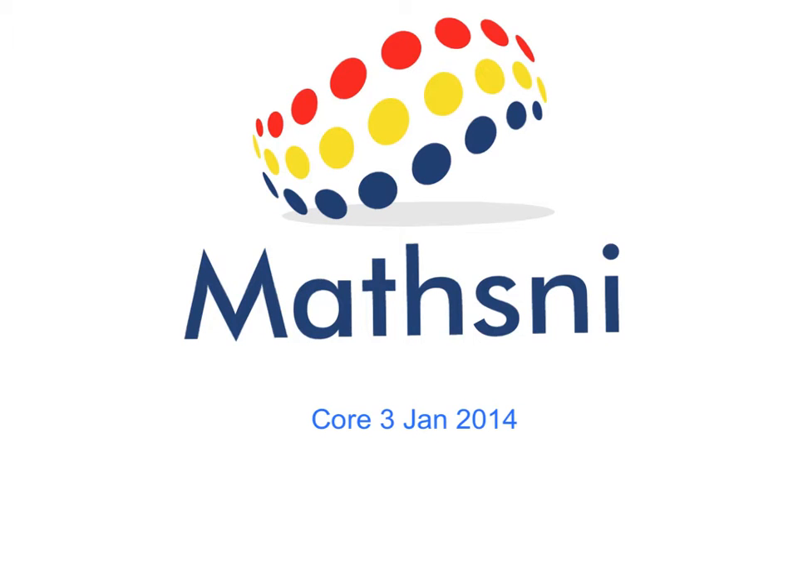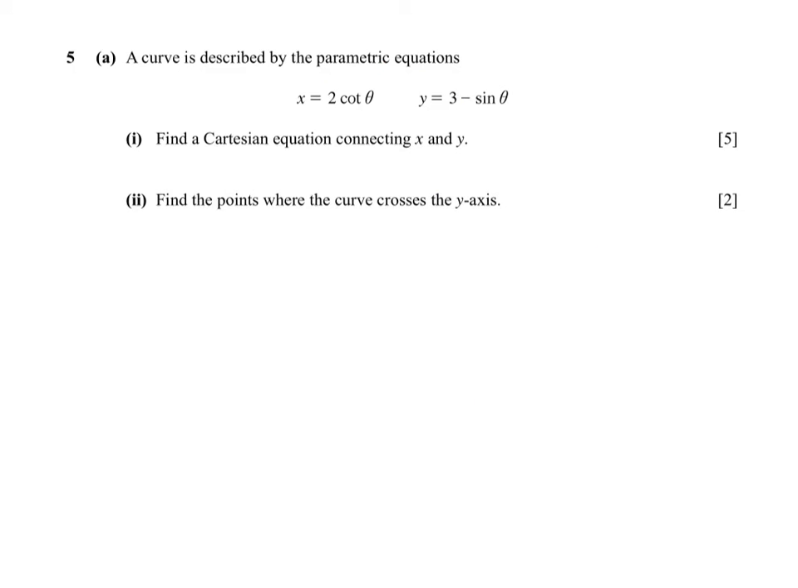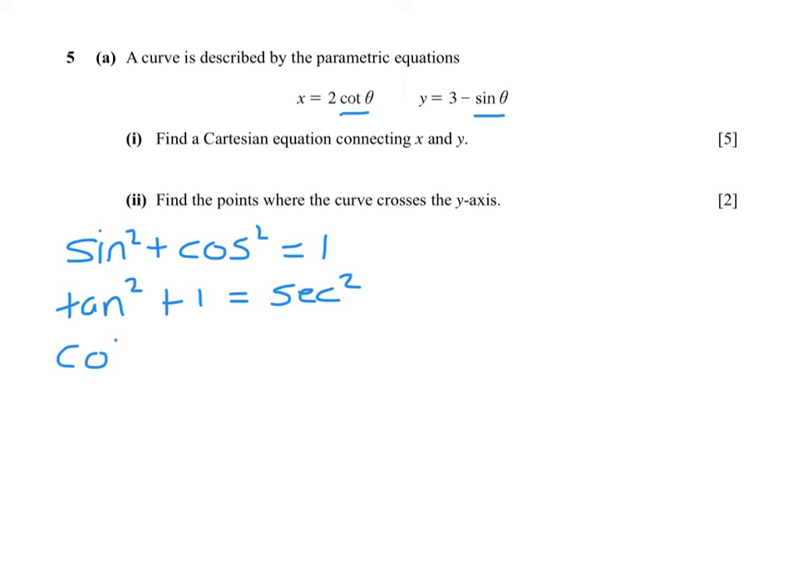January 2014, question 5. When dealing with trig parametric equations, we have cot and we have sine. We need to think of the trig identities. So we have sine squared plus cos squared equals 1. We have that tan squared plus 1 equals sec squared, and we have that cot squared plus 1 equals cosec squared. Important thing to note in here is that cosec is 1 over sine.